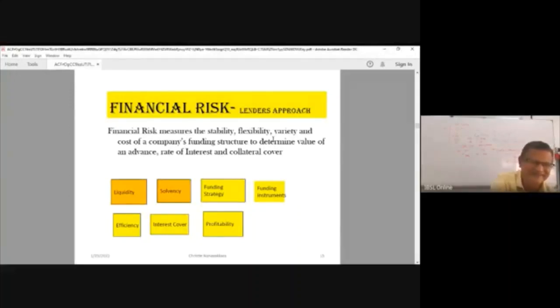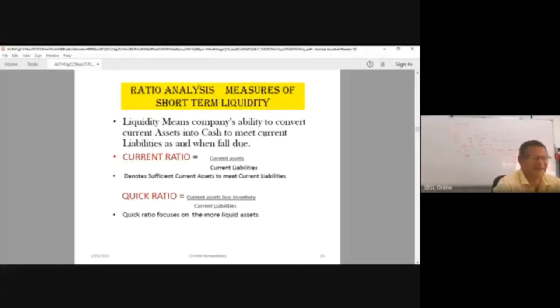Financial risk, generally what we look at is whether the company is profitable, and whether sufficient funds are always there to meet their obligations. Then we also look at the stability over a period, as a going concern. So we have an approach we call financial ratio analysis, and ratio analysis will be done for liquidity, solvency, funding strategies, funding instruments, efficiency, interest cover, profitability. So I will pick some of them and show you further. We'll look at liquidity.